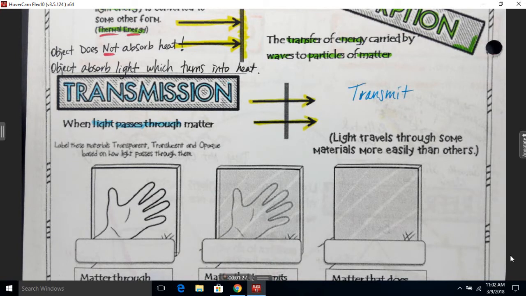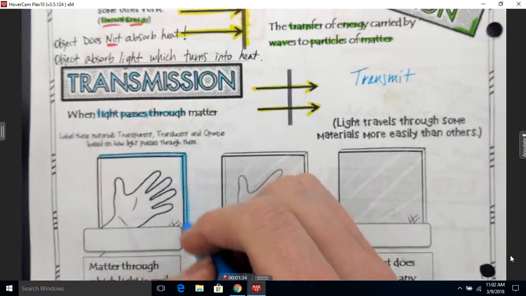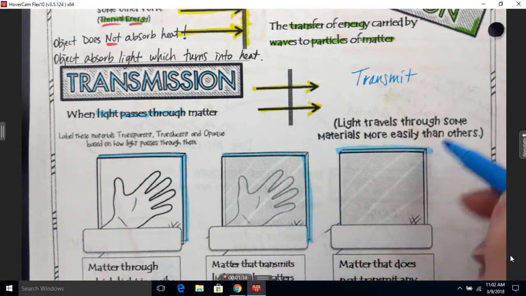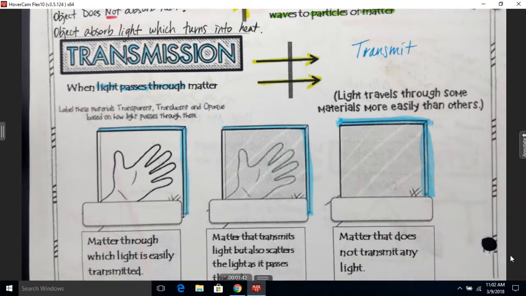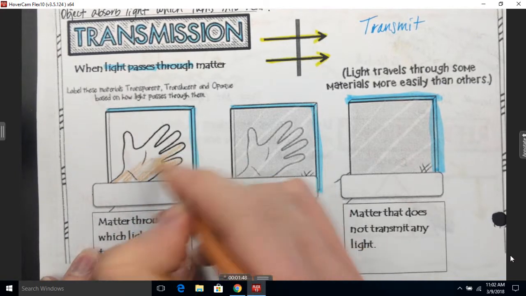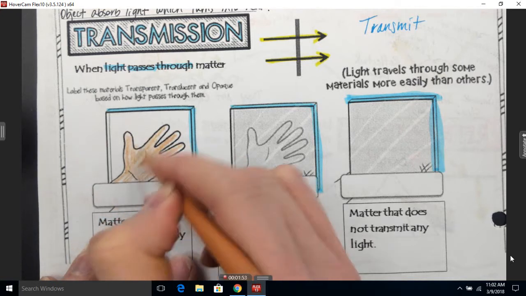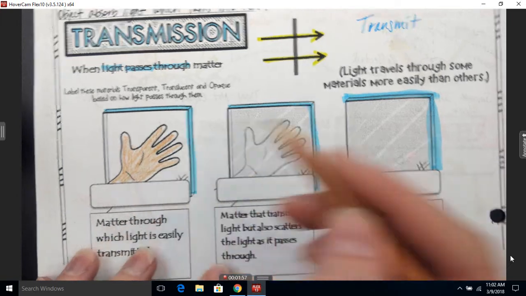The amount that the light passes through will determine if the object is transparent, translucent, or opaque. How much light passes through determines transparent, translucent, and opaque.